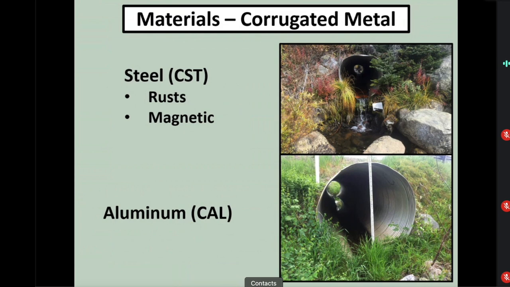But I have seen time and time again where it appears that there's rust and there may be some iron precipitate on the pipe, but not rusting the pipe. So all you have to do is take your magnet and see if it's magnetic. As most of you probably know, aluminum is not magnetic. I love playing this game. You get to a new pipe and you try to guess what it is. And I've been wrong more than once, but my magnet never lies.